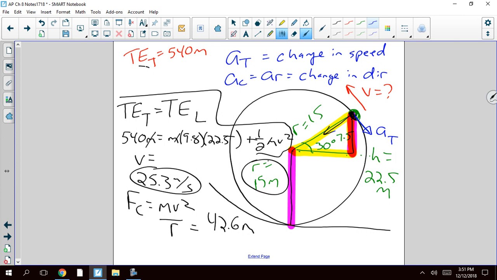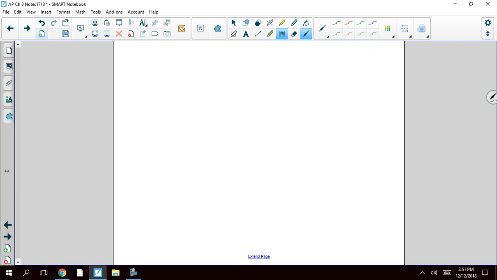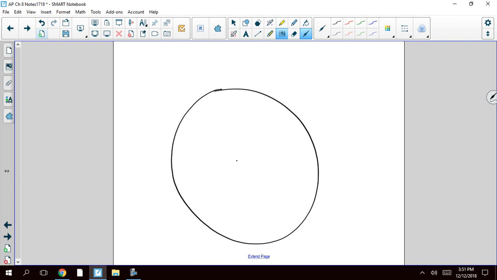Let's make a new drawing of this, kind of clean things up a little bit. So once again, here's our loop. I'm just going to draw it as a circle. What we just figured out is that our centripetal force is 42.6 m. So let's think about what forces are acting on us. Here's 30 degrees. The idea is my velocity is this way, tangent to the circle. In fact, this will maybe illustrate what's going on here.